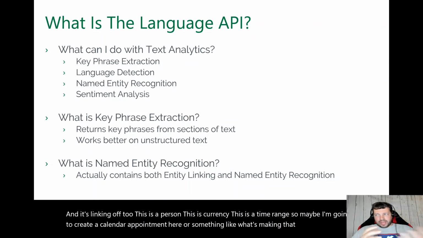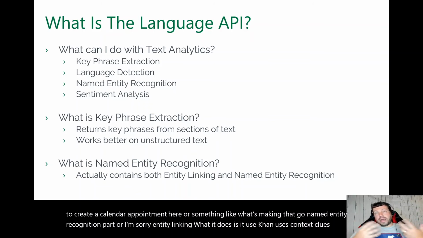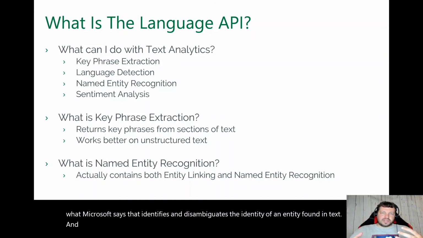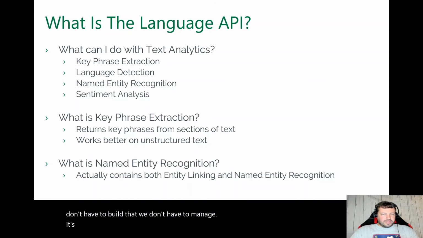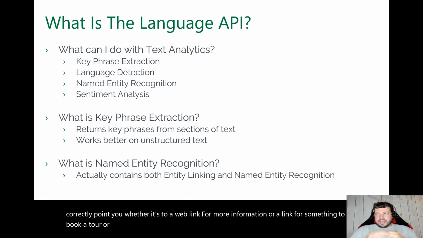The named entity recognition part, or I'm sorry, entity linking, what it does is it uses context clues. It does what Microsoft says, it identifies and disambiguates the identity of an entity found in text. And so basically it's using context clues and, again, those trained models underneath that we don't have to build, that we don't have to manage, to know, for instance, if you're talking about Venus the planet or Venus the goddess, and then kind of correctly point you, whether it's to a web link for more information or a link for something to book a tour or whatever. It's all that's kind of going on under the covers to do that.